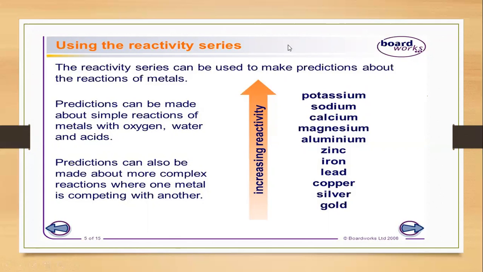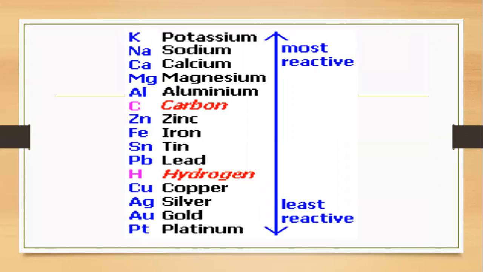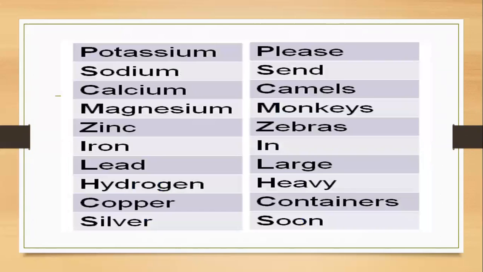For example, if potassium and iron are both in a reaction, potassium is more reactive, so it is going to replace the iron. So basically, we can use this reactivity series to predict the reactions of the metals. These predictions can be made about simple reactions of the metals with oxygen, water, and acids. These predictions can also be made about more complex reactions where one metal is competing with another. Here you can see a reactivity series, which shows that potassium is at the top and platinum is at the bottom of the series.